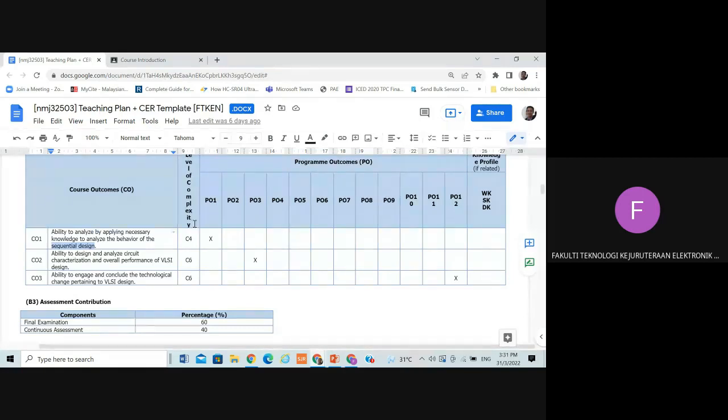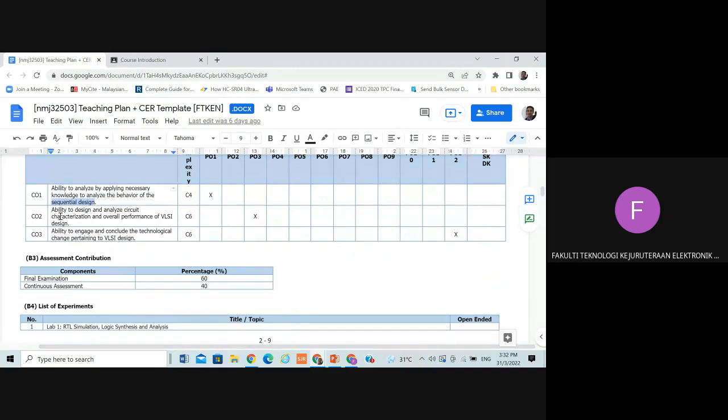So this reflects the PO, program outcome. The program outcome refers to the electronic engineering program. PO number one is on knowledge, fundamental knowledge on natural sciences and mathematics. So we will apply it to CO number one, especially on sequential design. And then the ability to design and analyze circuits, characterization, and overall performance of VLSI design. So PO number three, if I'm not mistaken, is more on design.